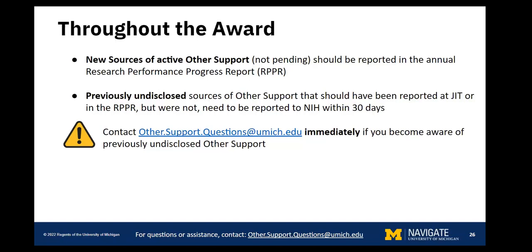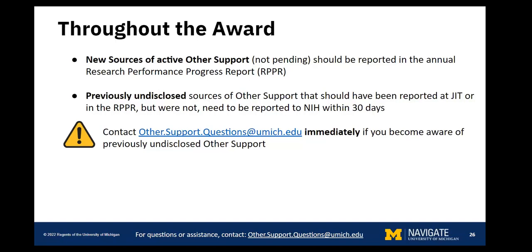This is something, let's say, 2 years ago, during the life of the project, it should have been included in your next RPPR, but for whatever reason, it didn't get included, or you left it off of the JIT altogether when you submitted your other support at JIT. In those situations where we discover previously undisclosed other support, we are now required to report it to NIH within 30 days.